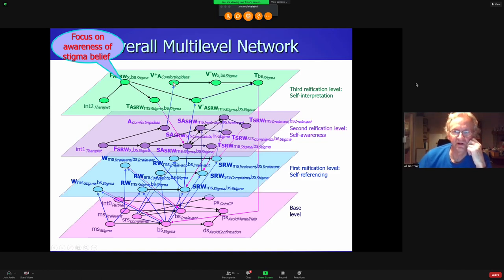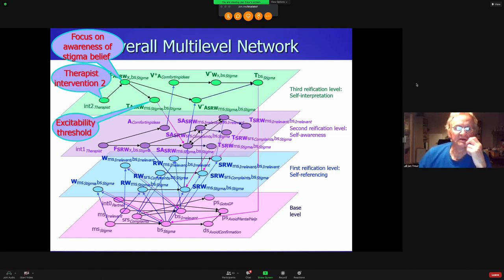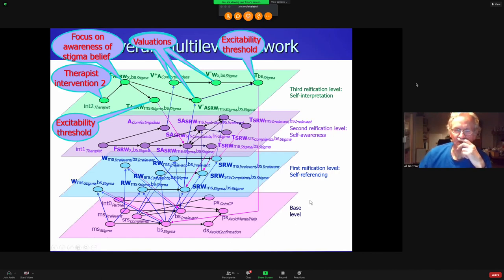Here we also see some valuations, a positive and a negative valuation. The valuations mean that given the awareness about where the stigma comes from, there is a kind of idea that it's not so realistic, or it doesn't really make sense. Then it leads to an increase in the threshold for the belief itself, this link downward. So this blocks it, maybe partially, but at least makes it more difficult to let this belief come up because of this evaluation. So that's the main model. That was the therapist intervention tool. We have the evaluations and the excitability threshold for the belief itself. That's the model filled in with this specific scenario, this specific case.